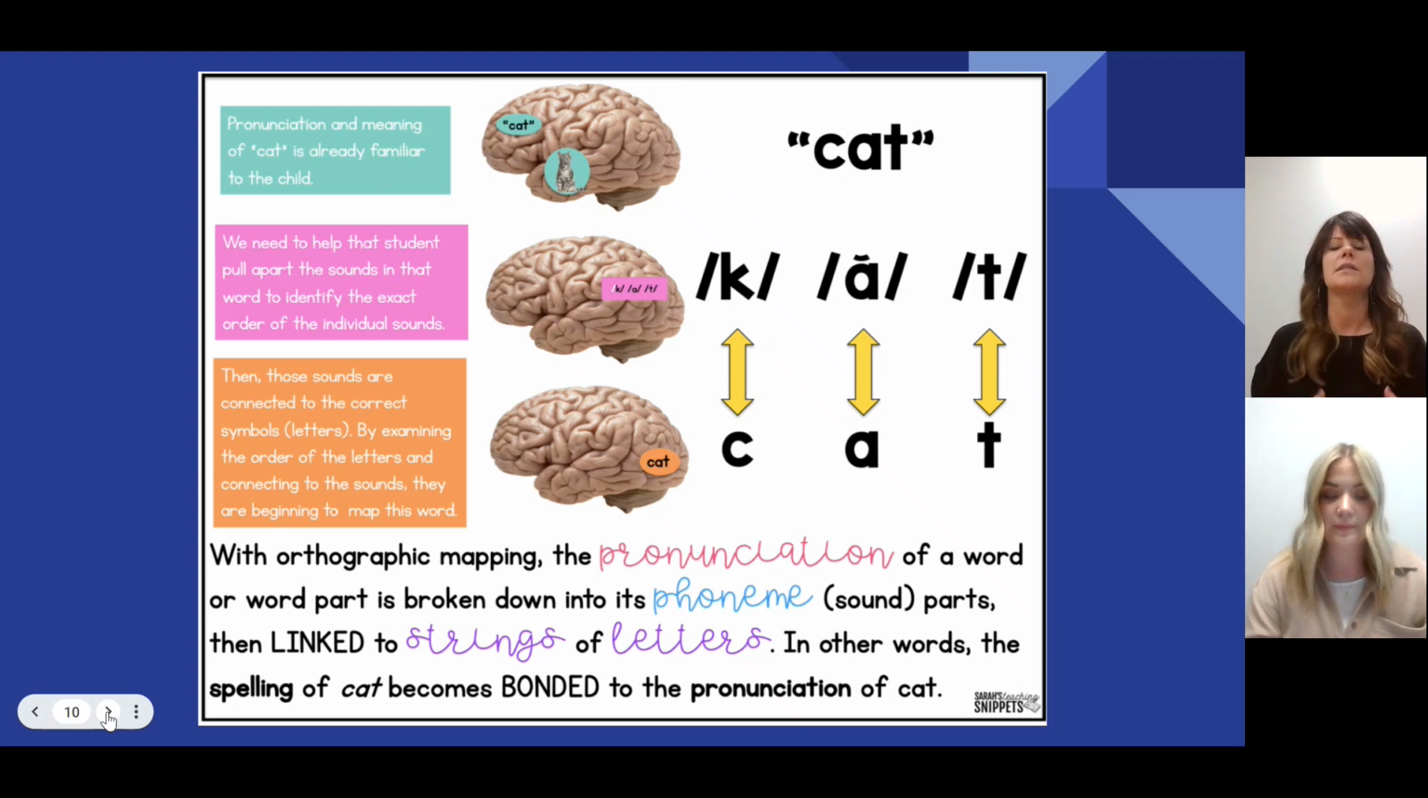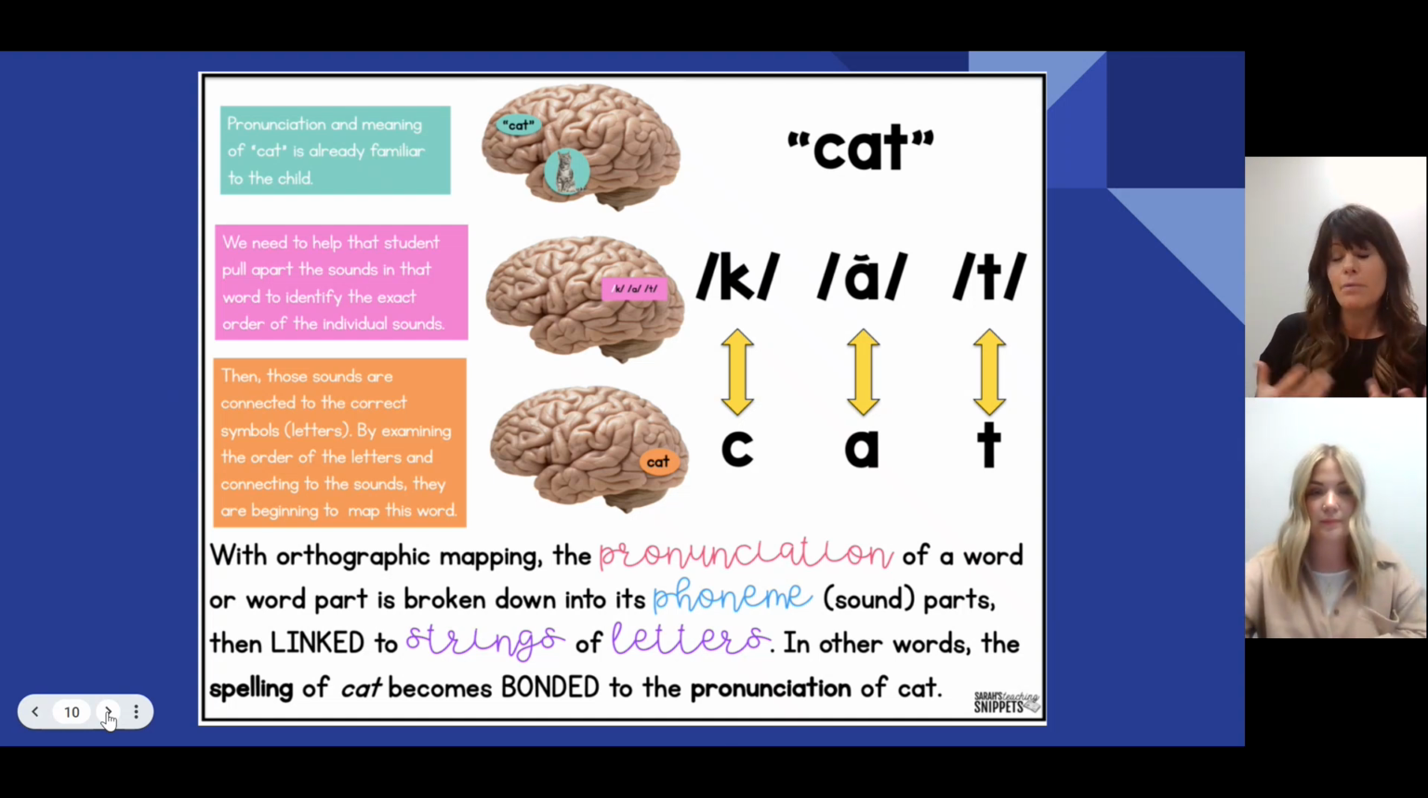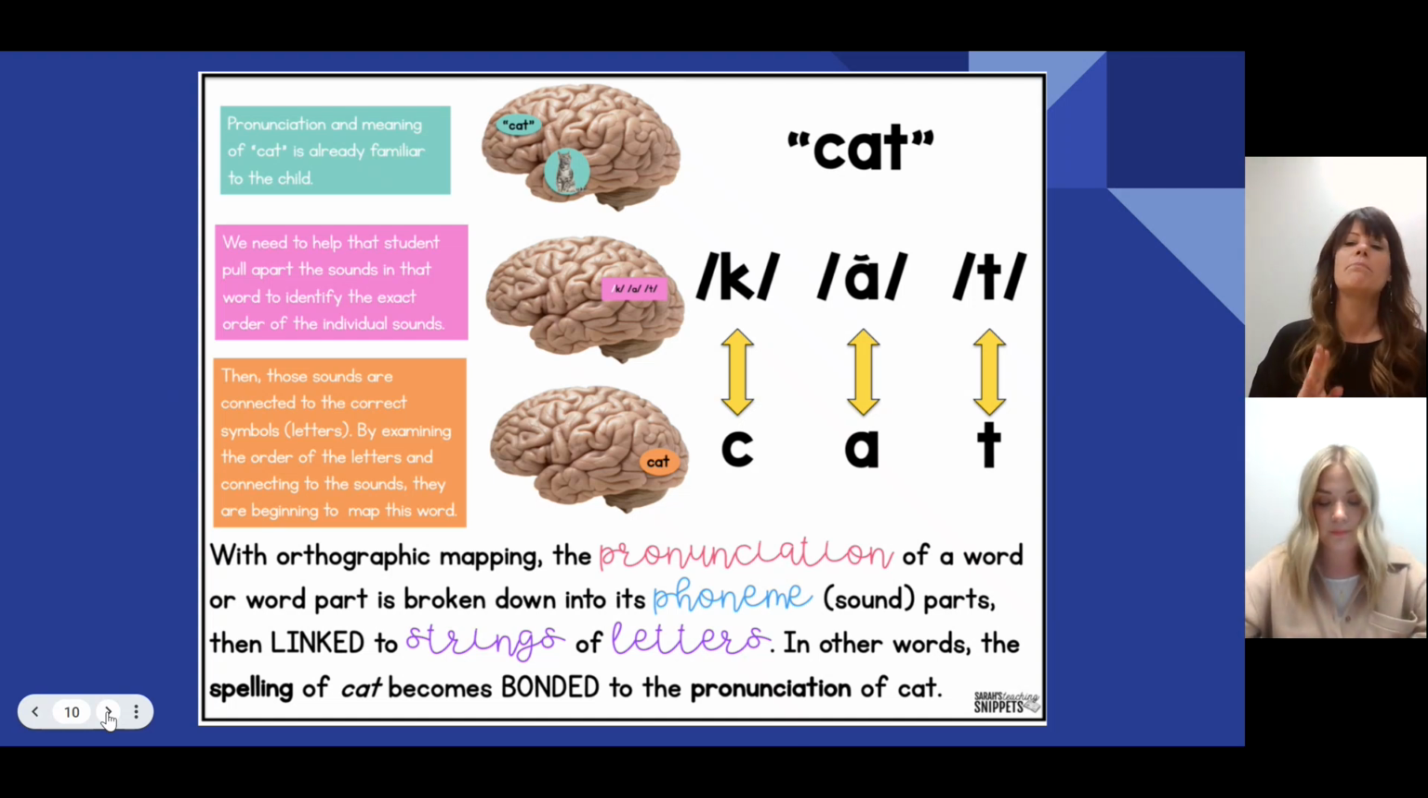And the way mapping works is that when you see a word, you know right away what the sounds are, and you know right away what the corresponding print is. Okay, and you probably know the meaning as well, right? That definitely helps bond those words in our mind. So it really is about understanding the sound and then those strings of letters that are bonded to that sound. And then you have that word mapped.